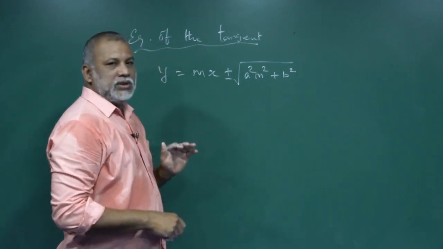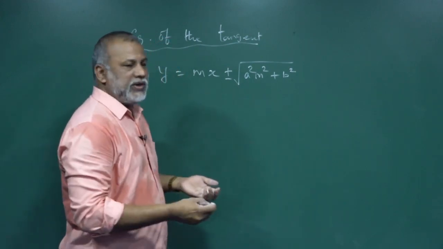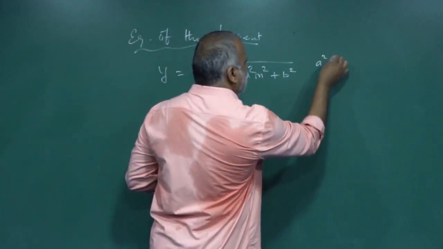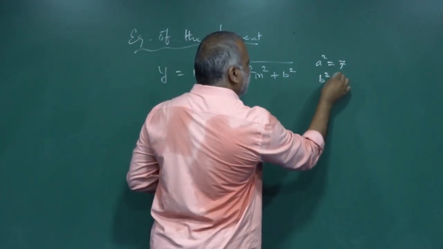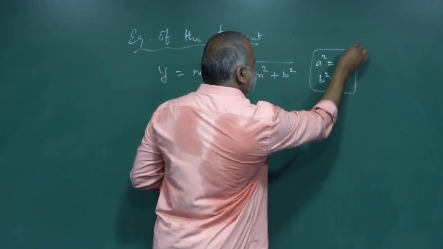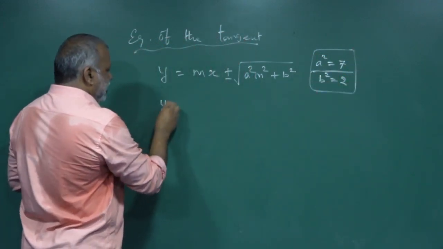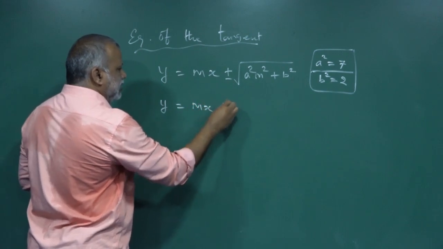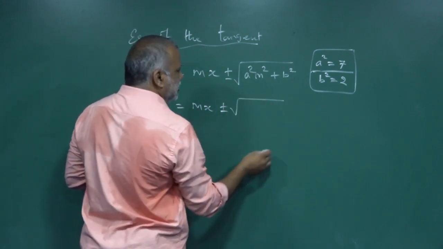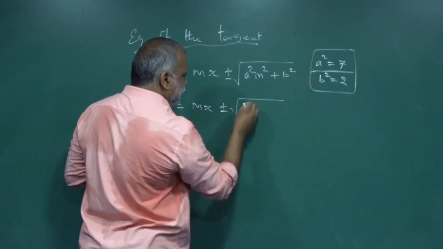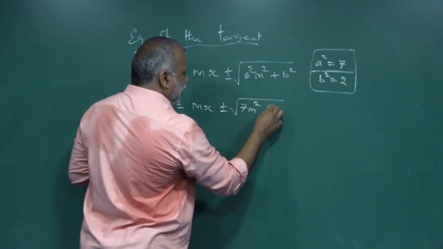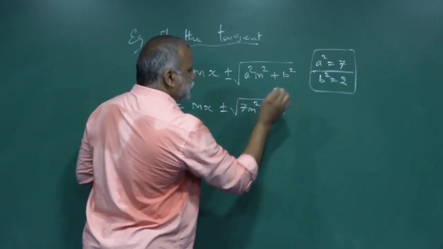Now this is the concept. Just now we worked out the values for the ellipse: a squared equal to 7, b squared equal to 2. Therefore this equation may be modified like this: y equal to mx plus or minus square root of, instead of a squared I am using 7m squared, instead of b squared I am using 2.